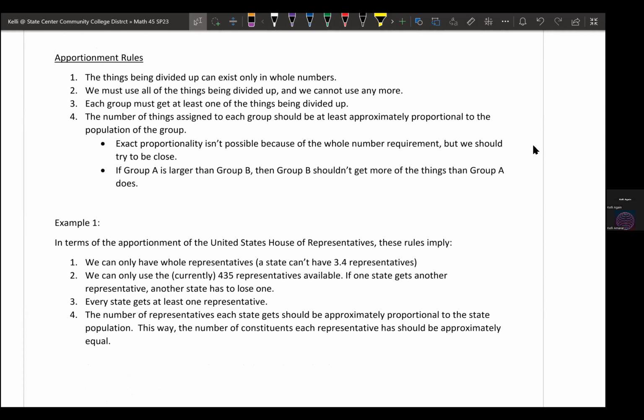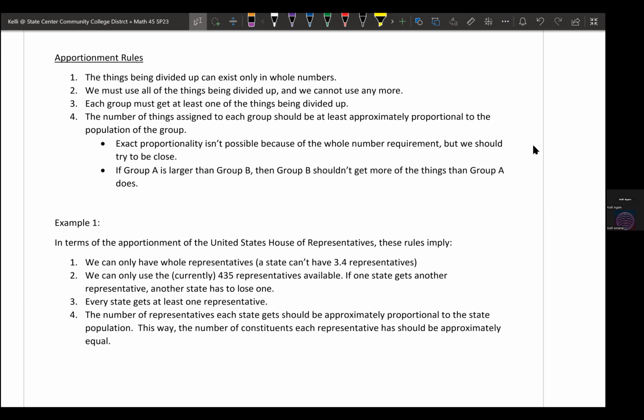So first of all, there are some rules, and these are kind of common sense rules. Obviously, the things being divided up can only exist in whole numbers, because we're just talking about people. We want California to have a certain number of representatives. It can't have a portion of a representative, because a representative is a person. So you can't give a state 12.9 things. Everything's whole numbers, which is actually kind of tricky, because if you just do some division to see how many each state should have, you're probably going to end up getting some decimals. And so that's what these methods are all about, kind of controlling those decimals.